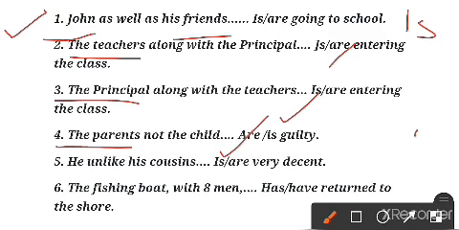Now, he unlike his cousins. According to the first subject, he is singular, so the answer will be is. Number 6, the fishing boat with 8 men. Okay, fishing boat is the singular subject, so that will be has. Clear? So this is the answer.